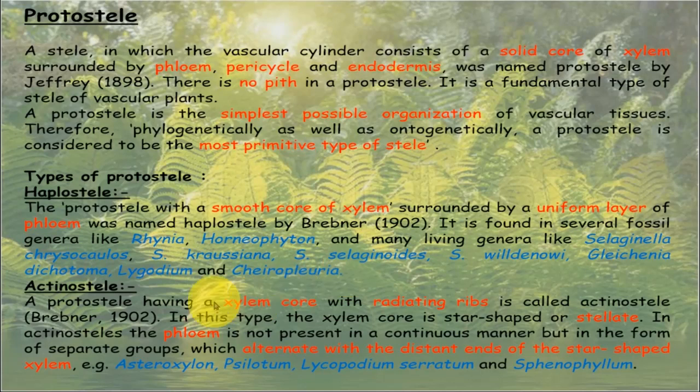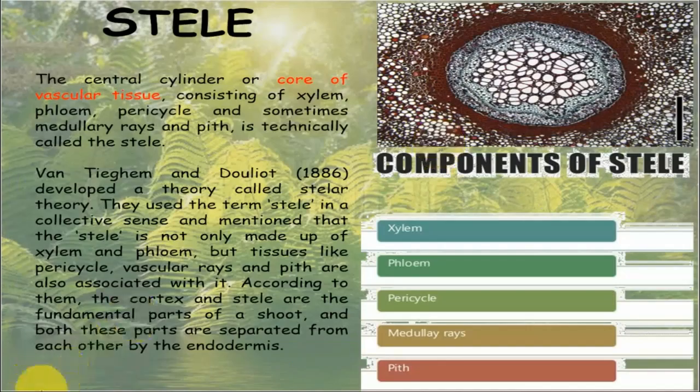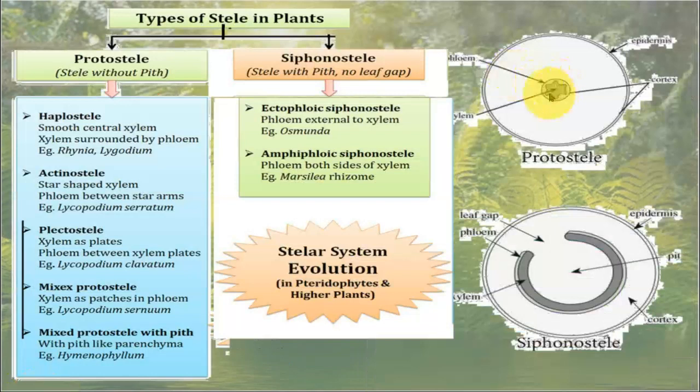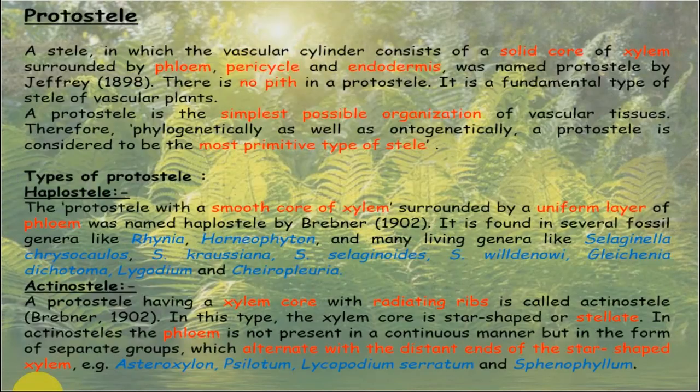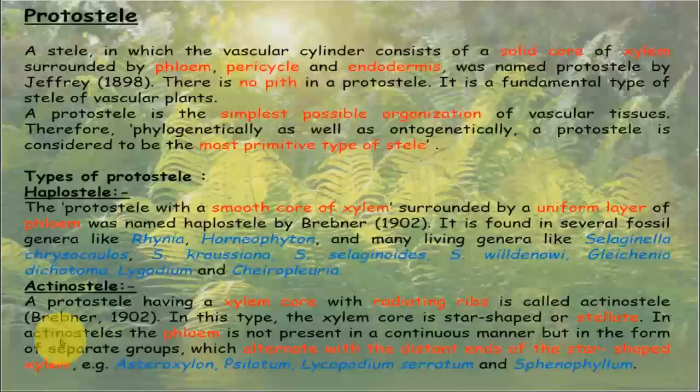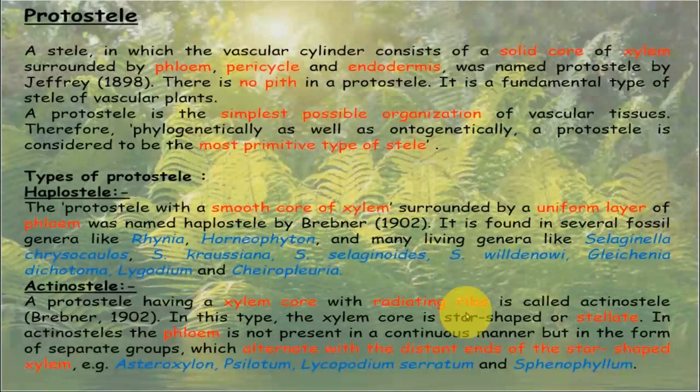In actinostele, the protostele having a xylem core with radiating ribs is called actinostele. Like this. This type of stele is actinostele because the xylem looks like a star, that's why it is called actinostele, with radiating ribs. It was also named by Brebner in 1902. In this type, the xylem core is star-shaped or stellate.